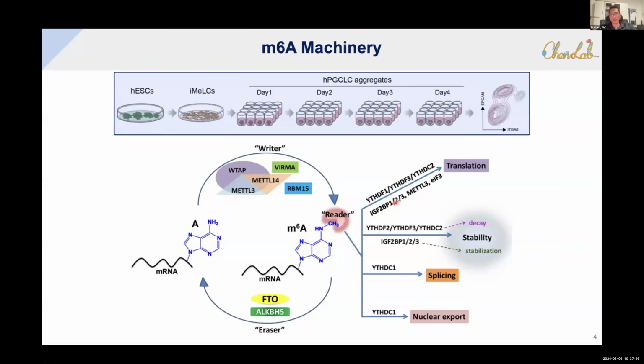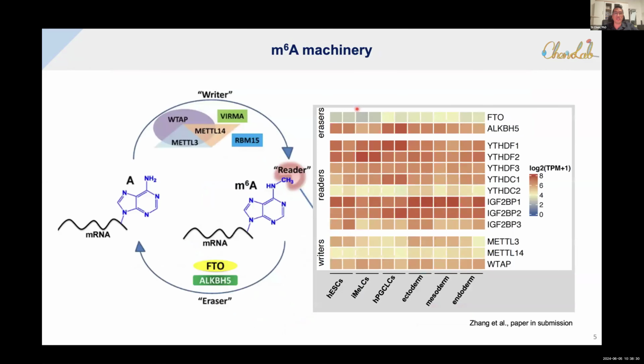So for example, some readers are important for the translation of the mRNA, and some readers are important for the stability, either for decay or stabilization of the mRNAs, and some readers are involved in the splicing of pre-mRNAs, and some readers are involved in the nuclear export of the mRNAs. So they're involved in a lot of aspects of RNA metabolism. So we're wondering if this m6A pathway is involved in the regulation of the specification of human germ cell fate.